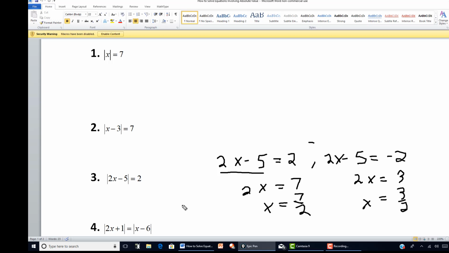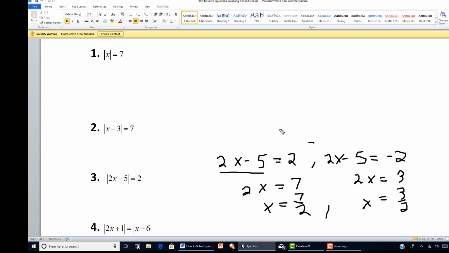And you can easily check. Put a 7 halves over here where the x is. The 2's cancel out. I get 7 minus 5 is 2. The absolute value of 2 is 2. Okay. And now put a 3 halves where the x is right here. 3 halves times 2 gives me 3. 3 minus 5 is negative 2, but the absolute value of negative 2 is 2. So it checks. Okay. So you have my two solutions. X is equal to 7 halves or x is equal to 3 halves.